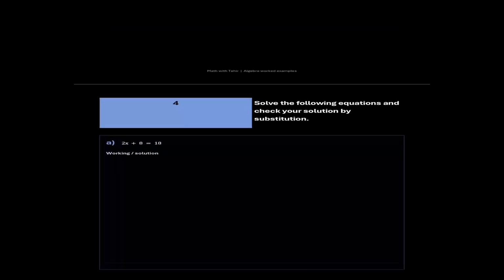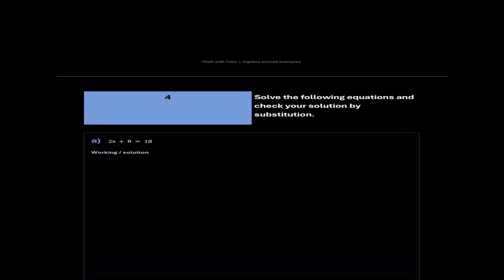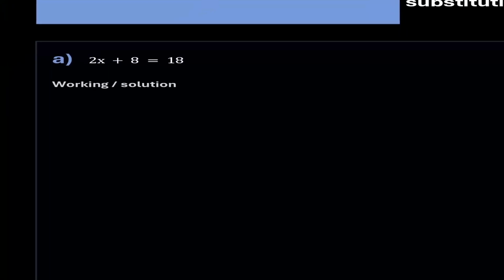Okay. So let's see if we could solve the following. Let me just zoom in. So we've got 2x plus 8 equals to 18. Let's write that out. 2x plus 8 equals to 18. So we want to isolate the x. Step 1 is to move this 8 across over here. Positive on the left, so when you move it to the right, it becomes the opposite, so negative.